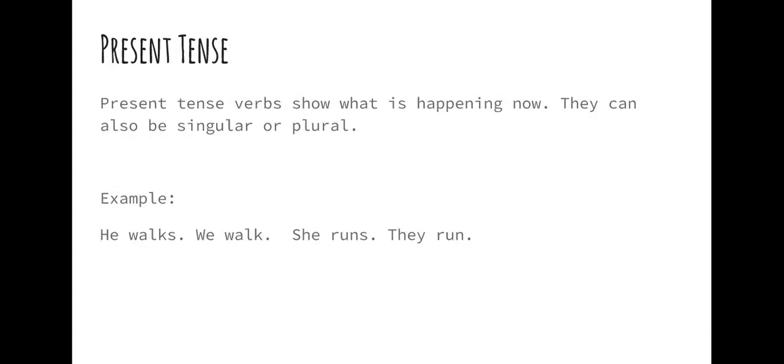Present tense verbs show what is happening now. They could be singular or plural. He walks, we walk. Remember, we studied this a while ago where the S goes with the singular in the verb form. So she runs has an S while they run does not because they is more than one.